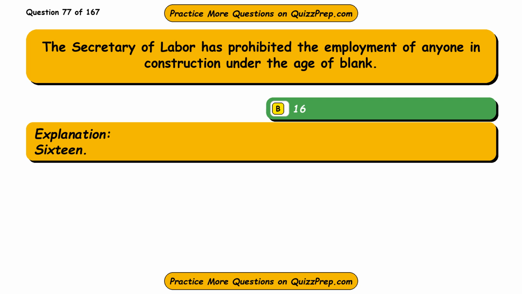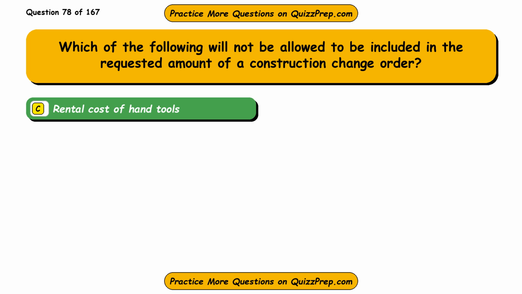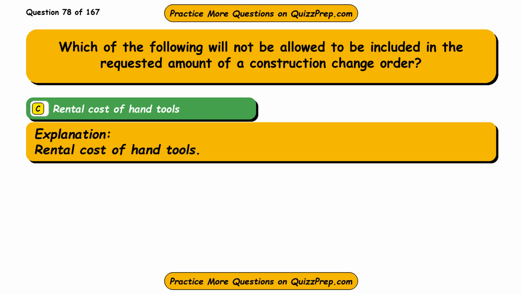16. Question 78. Which of the following will not be allowed to be included in the requested amount of a construction change order? Option A, additional material costs. Option B, increased labor hours. Option C, rental cost of hand tools. Option D, equipment usage fees. The correct answer is option C, rental cost of hand tools.